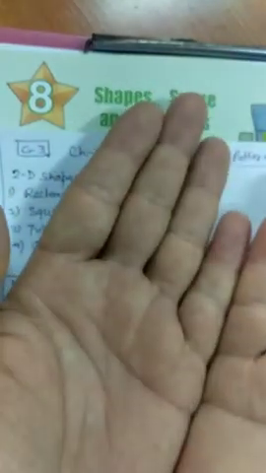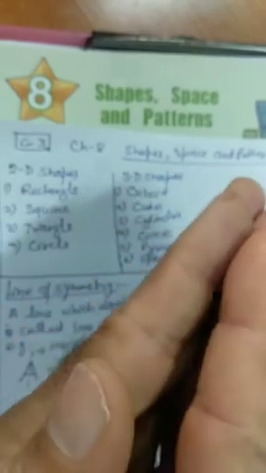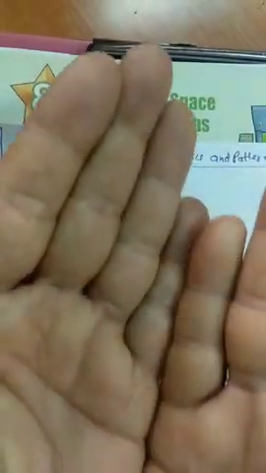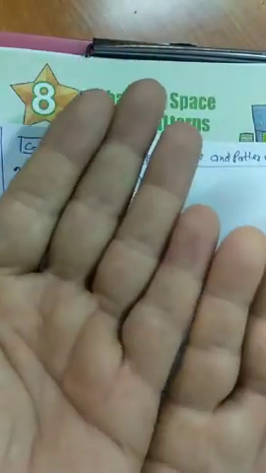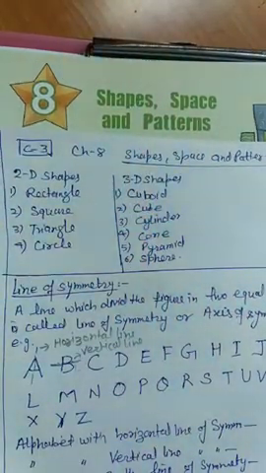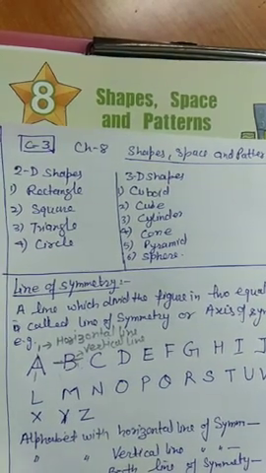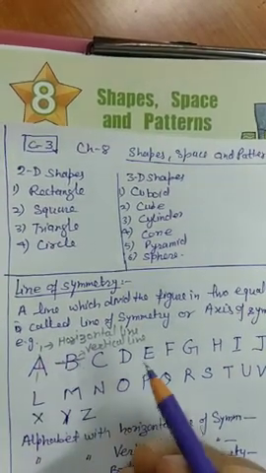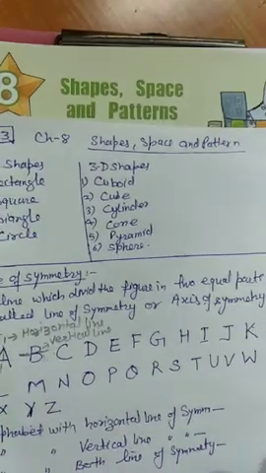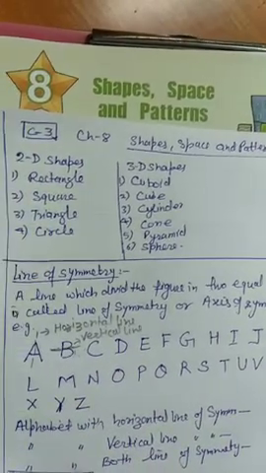If some paper is completely overlapped or some figure is alike, meaning both sides are the same, like both the hands are the same, this is the line of symmetry. So this is called the line of symmetry. Now there are lines of symmetry. Let me give you an example of the English alphabet: A, B, C, D, E, F, G, H.